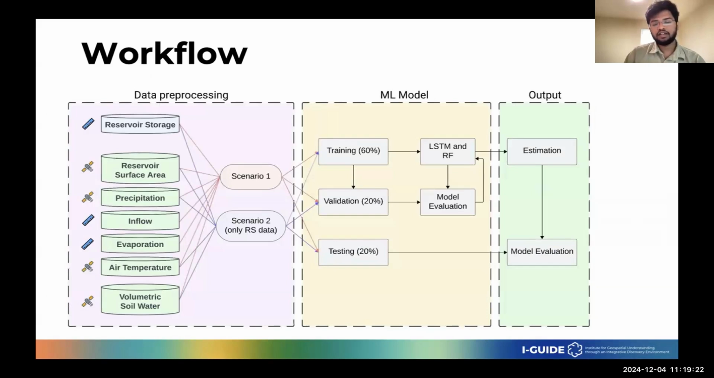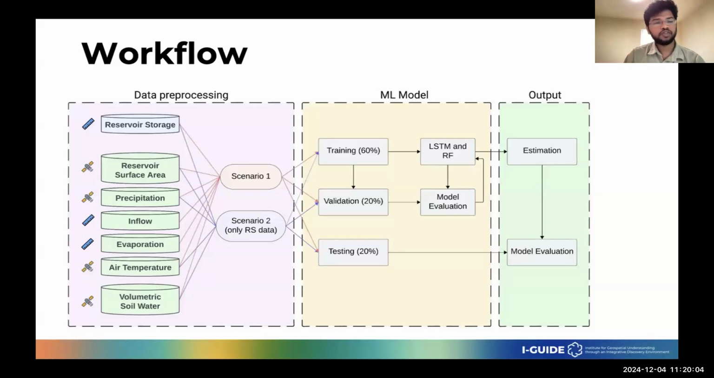So we proposed these two scenarios. We tested these two scenarios where in one we only used remote sensing data sets, and scenario one is using all the data sets. The purpose of testing these two scenarios was to see if the remote sensing only model can predict as accurately as a model where we have all the data sets from both remote sensing and field-based measurements. And typically, we used a 60, 20, and 20 partition for our machine learning model for training, validation, and testing.